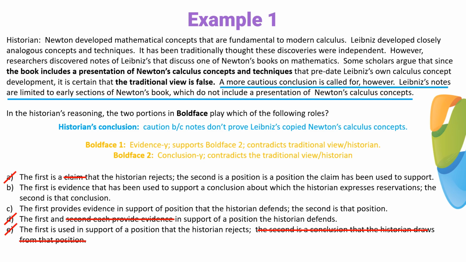C is also out. The first sentence supports the second sentence, and the second sentence presents a conclusion or a position that contradicts the historian. The historian does not defend the conclusion in the second sentence. The second sentence contradicts him. So that means that C is out. B gets it right. The first sentence supports the second sentence, and the historian disagrees or has reservations about the second sentence. That means B is right.